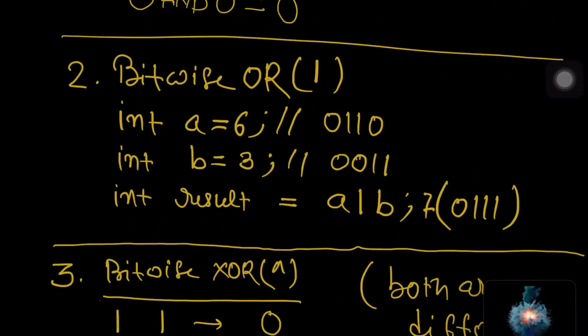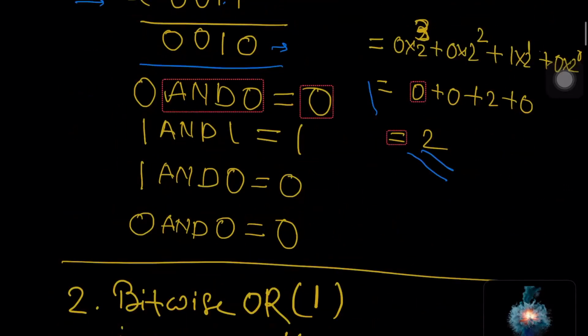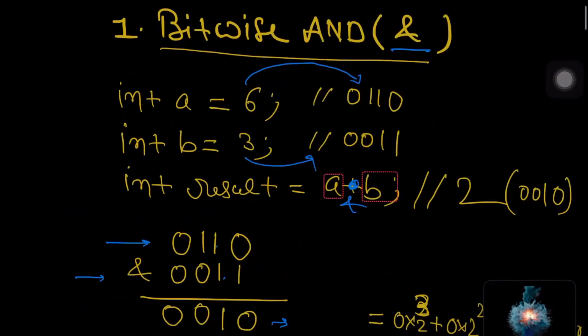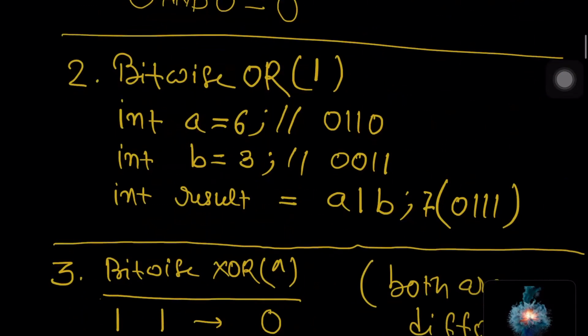Okay, now we are going with bitwise OR. So in bitwise OR, what will happen? Let us assume the same example, 6 and 3. Here also we have taken 6 and 3. So now we will first convert them to binary: 3 to 0 0 1 1 and 6 to 0 1 1 0. Now we'll perform the OR operation at bit level.